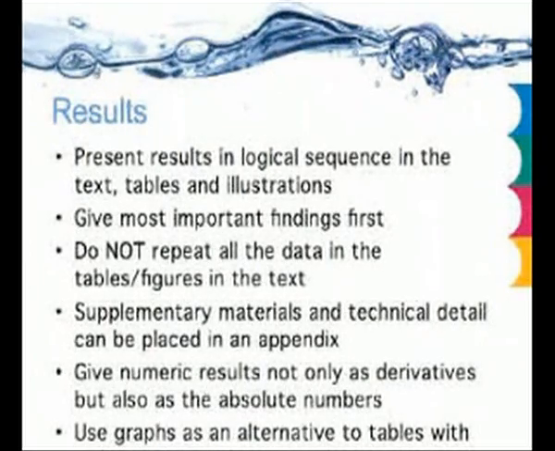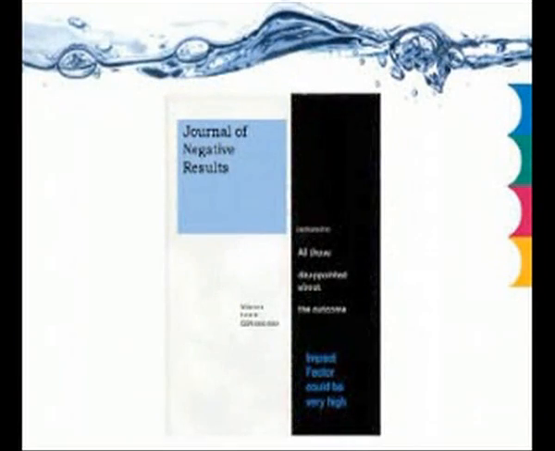Now, if the study result is disappointing, not what you had hoped for, you can always resort to this journal, the Journal of Negative Results. This is a journal which is dedicated to the advancement of all those disappointed about the outcome. But it's a very, very important journal.